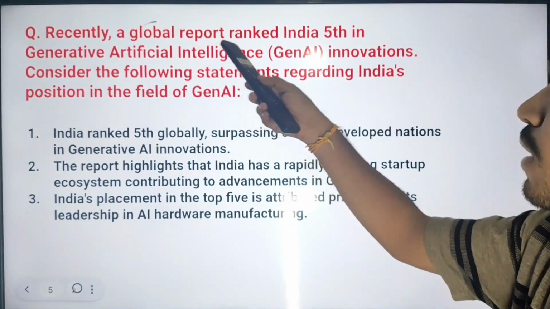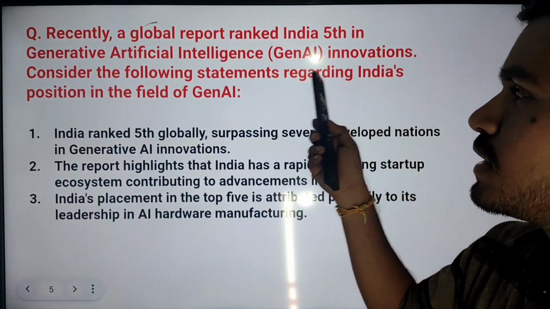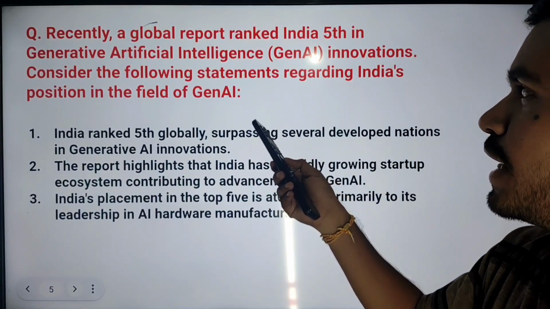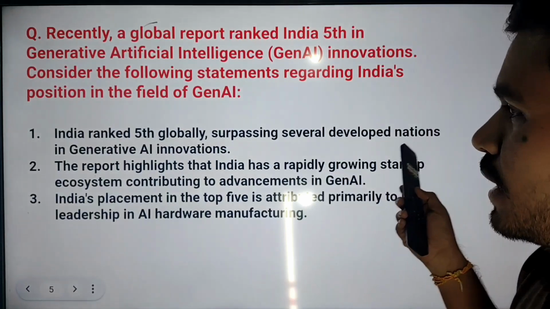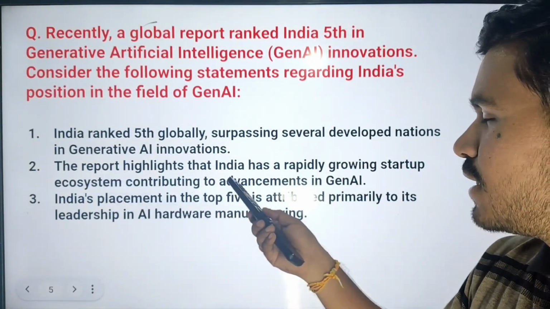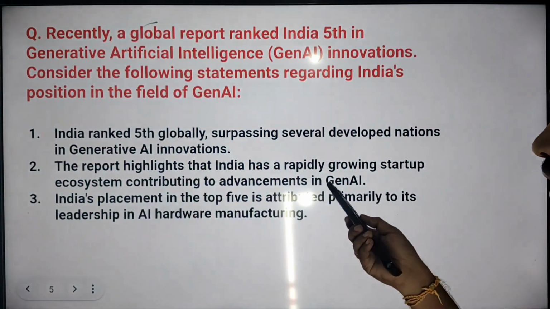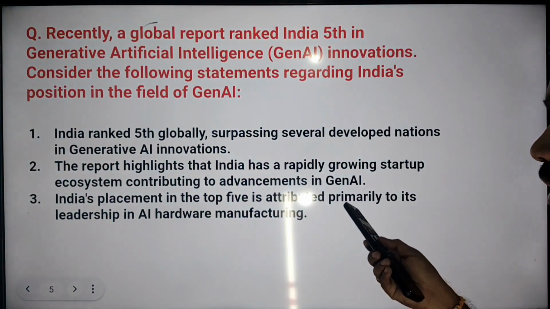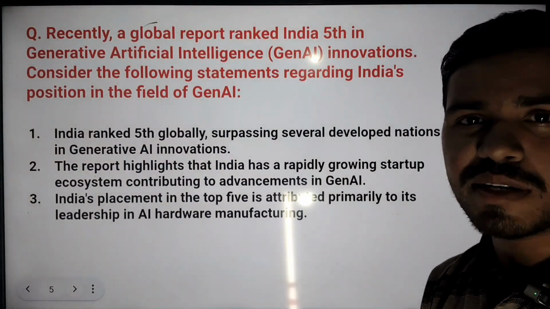Recently, a global report ranked India 5th in generative artificial intelligence innovations. Consider the following statements regarding India's position in the field of generative AI. First, India ranked 5th globally, surpassing several developed nations in generative AI innovations. Second, the report highlights that India has a rapidly growing startup ecosystem contributing to advancements in generative AI. Third, India's placement in the top 5 is attributed primarily to its leadership in AI hardware manufacturing. So which of the following statements are correct?